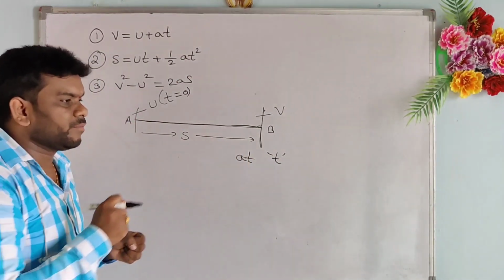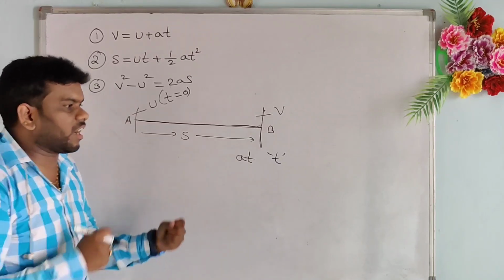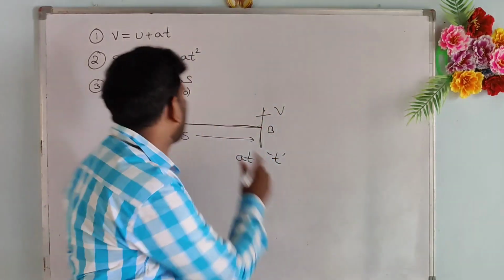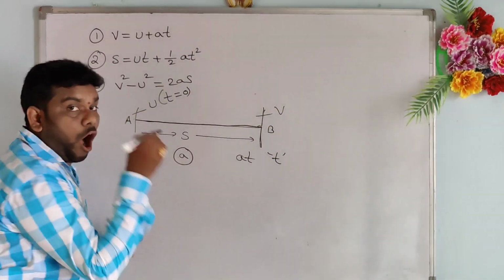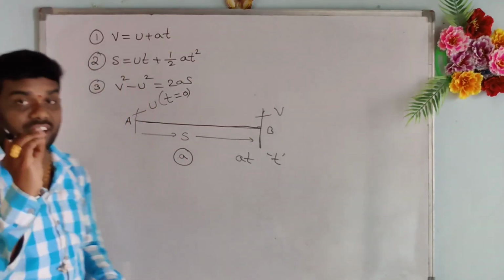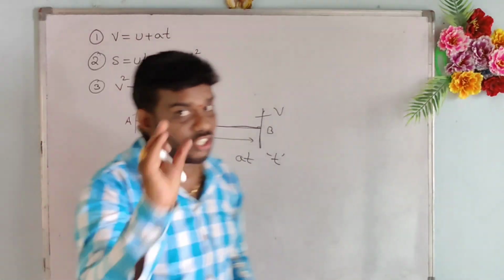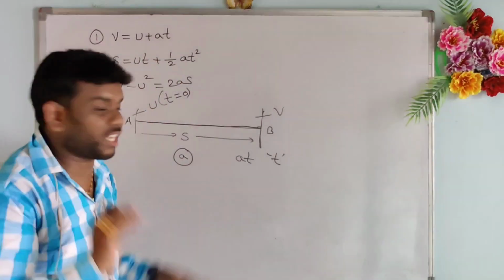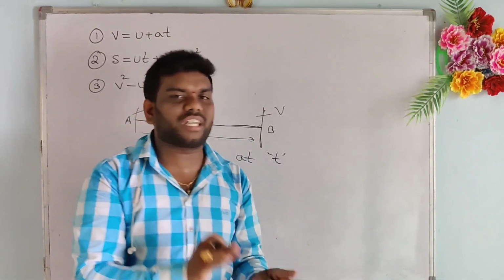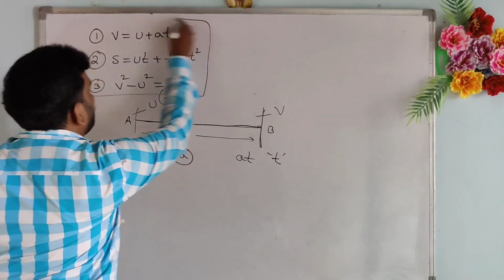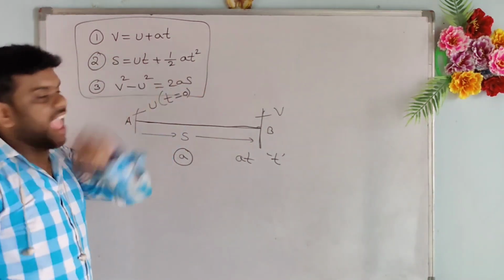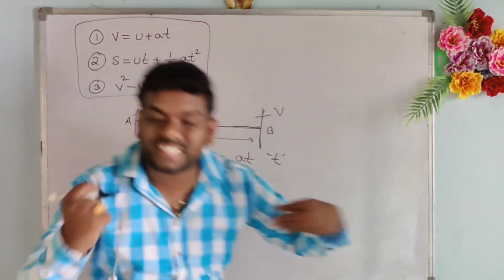Take a bicycle. If we ride a bicycle on a straight road, the acceleration of this body is denoted by the letter A. So V is final velocity, U is initial velocity, A is acceleration, T is time, and S is distance. We must understand each of these letters.